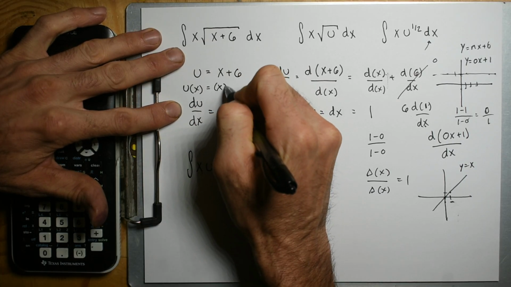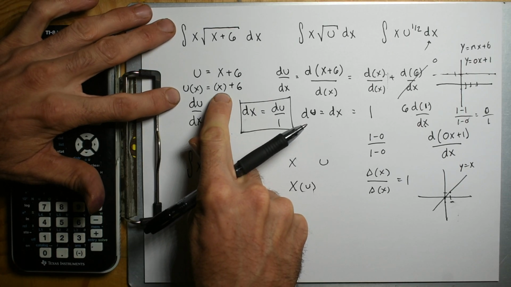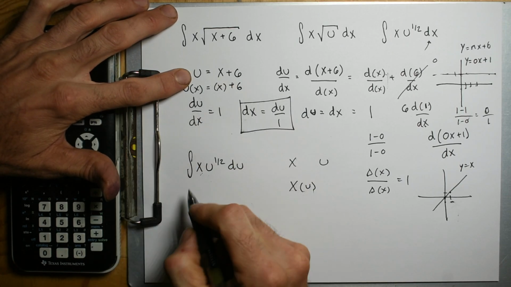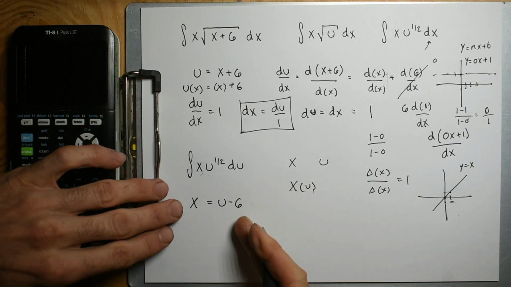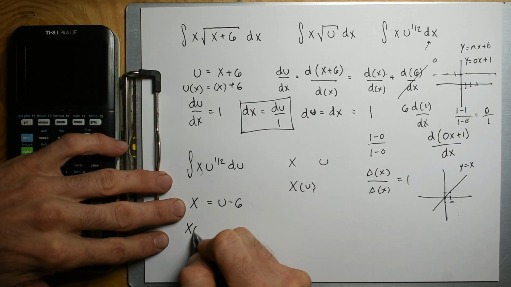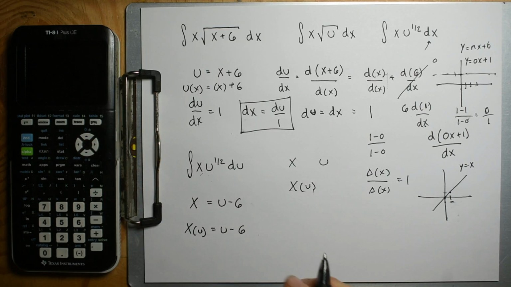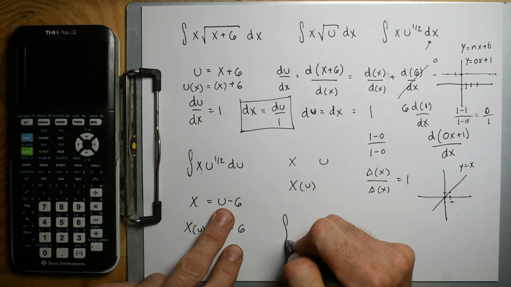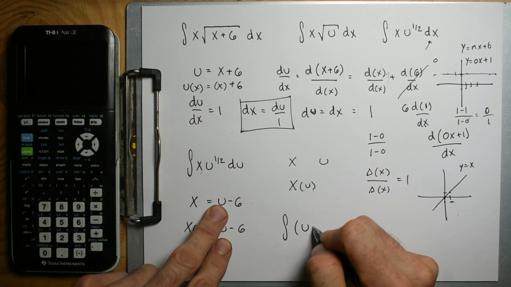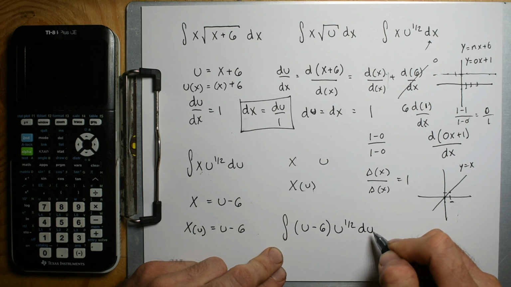And this is where I like to use these parentheses to show the changing variable. And so we could solve this for x. We're going to say x is equal to u minus 6, and then write this as an equation: x as a function of u is equal to u minus 6. But anyway, we solved for x, and all we have to do is put that in there. So we have the integral of u minus 6, times u to the 1/2 du.